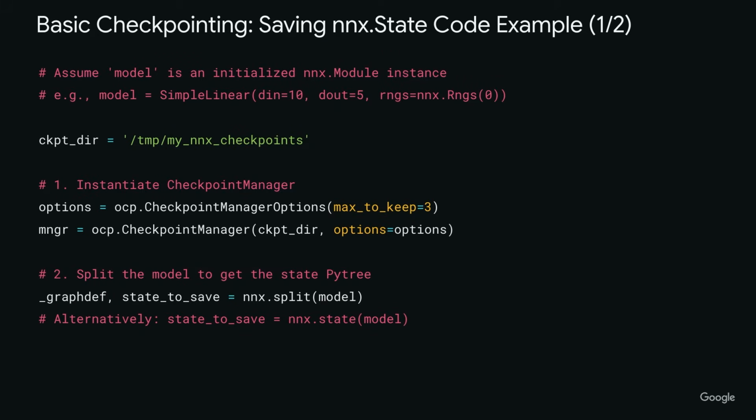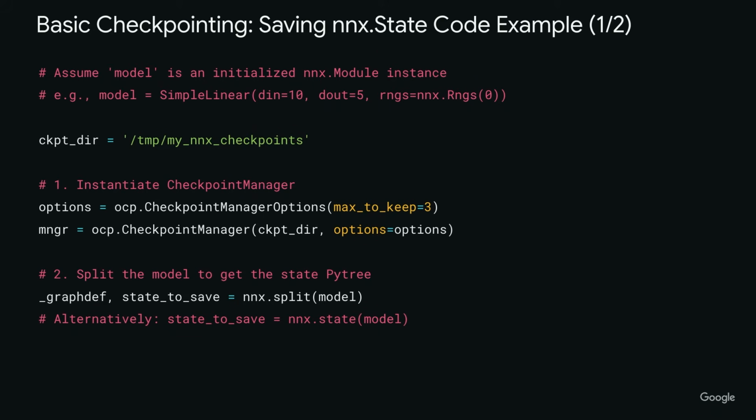We import the necessary libraries, including orbax.checkpoint as OCP and Orbax utils from flax.training. Assuming we have an initialized NNX model instance called model, we define our checkpoint directory. We then create the checkpoint manager, specifying the directory and setting an option to keep the latest 3 checkpoints.